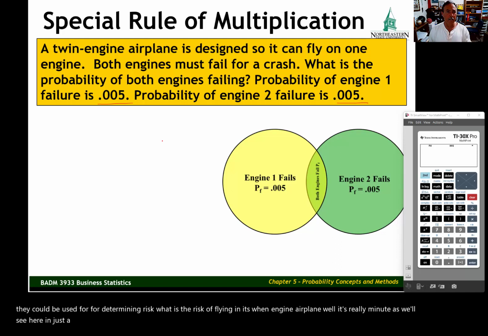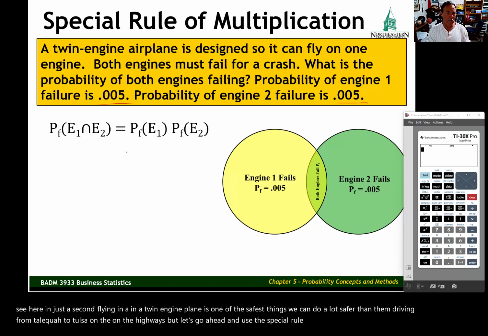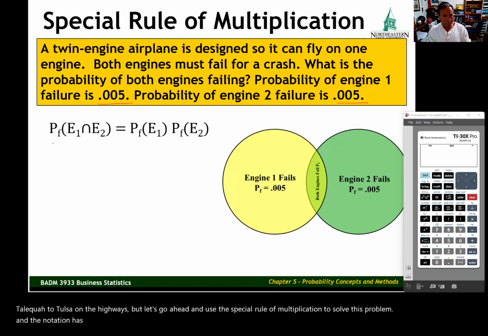Flying in a twin-engine plane is one of the safest things we can do, a lot safer than driving from Tahlequah to Tulsa on the highways. But let's go ahead and use the special rule of multiplication to solve this problem. And the notation has changed again.